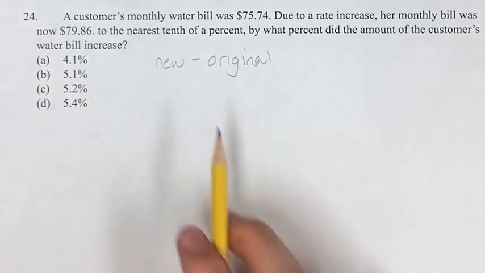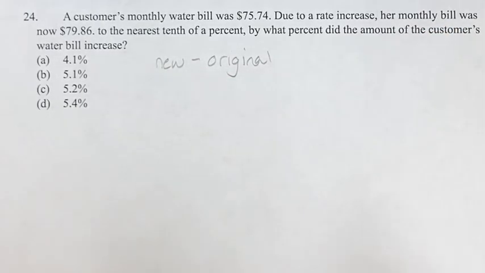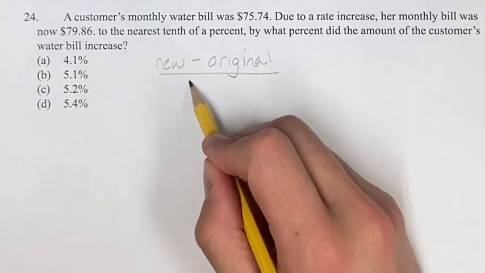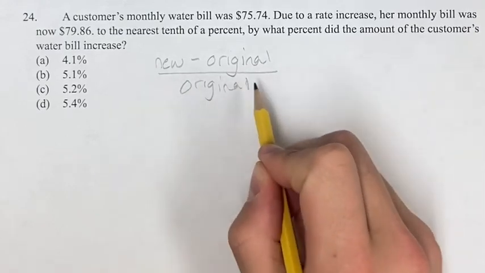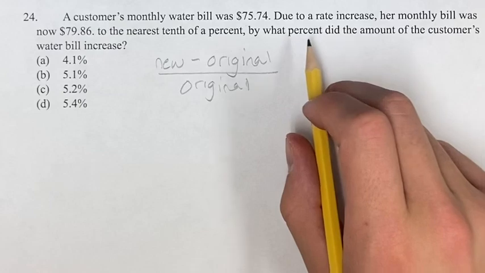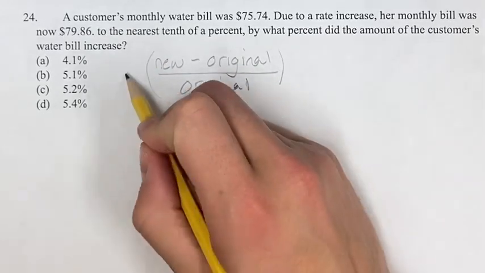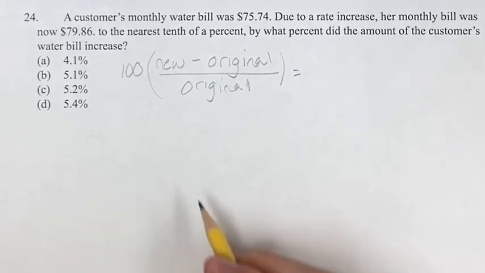right? And so this is the difference. This is the change from the original price to the increased price. You're going to divide it by the original. So this is saying, in proportion to the original, how much did it change? And then we're not just looking for a proportion, we're looking for a percent. So you have to multiply it by 100, right? So you'll see what that means.